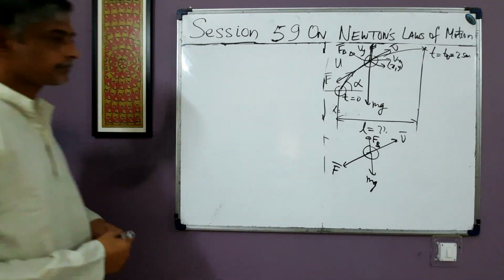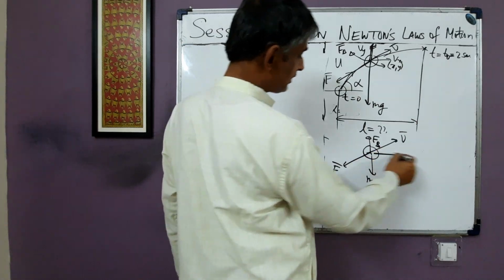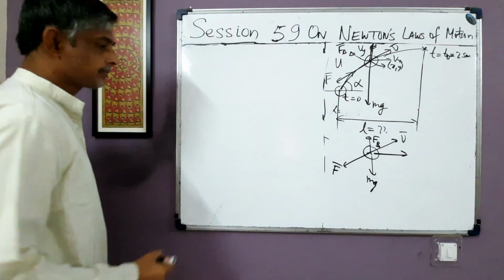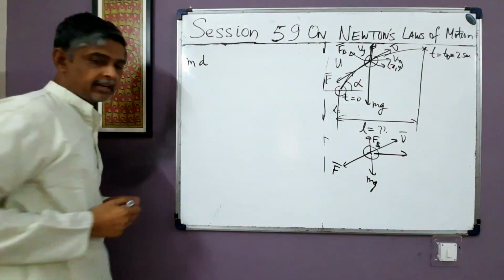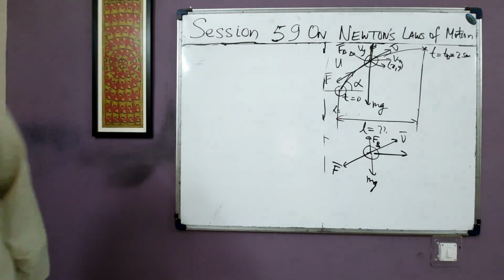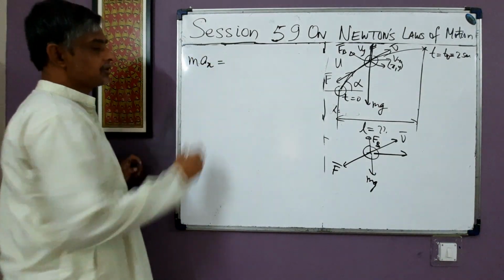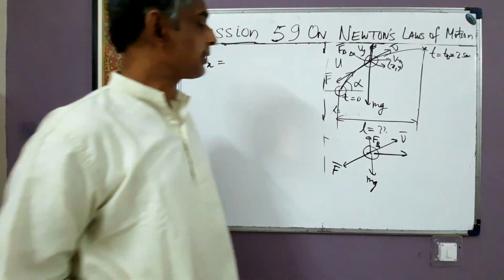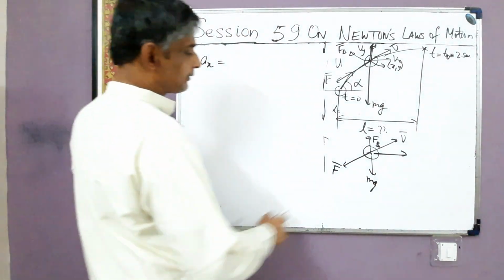So write down Newton's law of motion for this body in the x-axis direction. We write m times ax. What is this ax? It is the x component of acceleration of the block with respect to the ground, and it is equal to the net force on the object in the positive x direction.